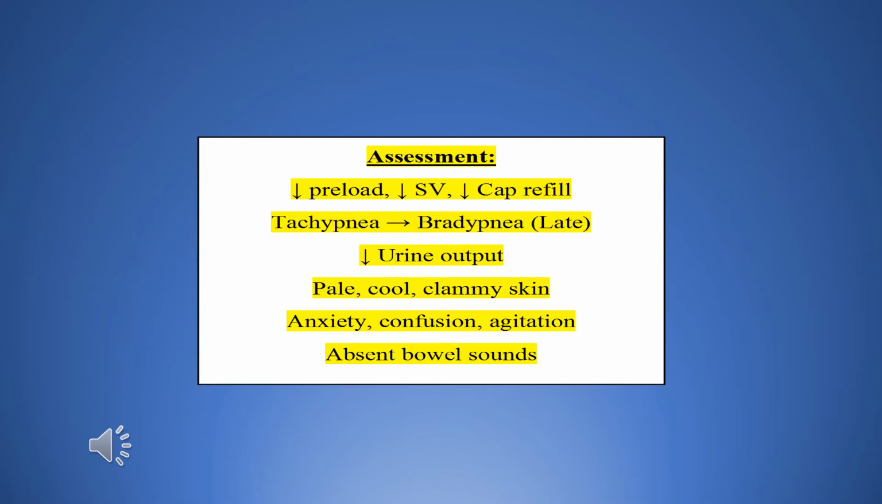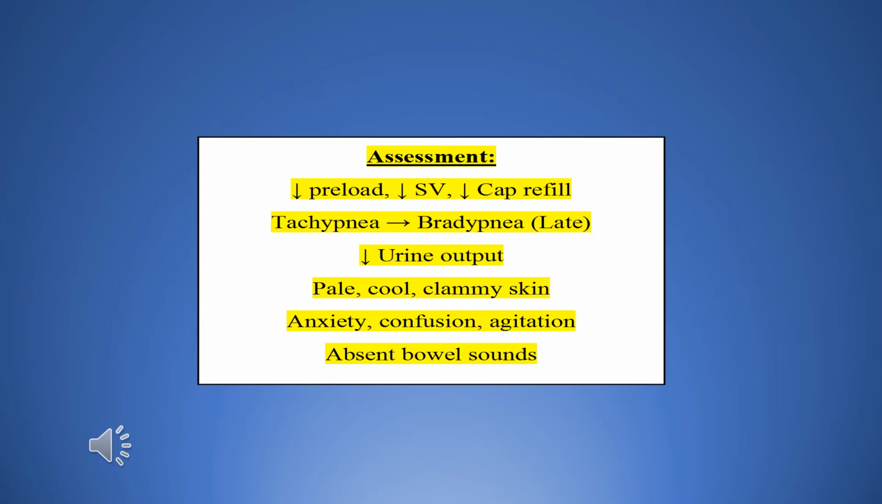A patient can also show a tachypnea, which is an early sign, and a bradypnea, which is a late sign. A patient may have a decreased urine output due to decreased renal blood flow to the kidney. You will also see your patient to have cool and clammy skin, and that is from the vasoconstriction. The blood is diverted away from the less essential organs, such as the skin. As a result, their skin will feel very cool.